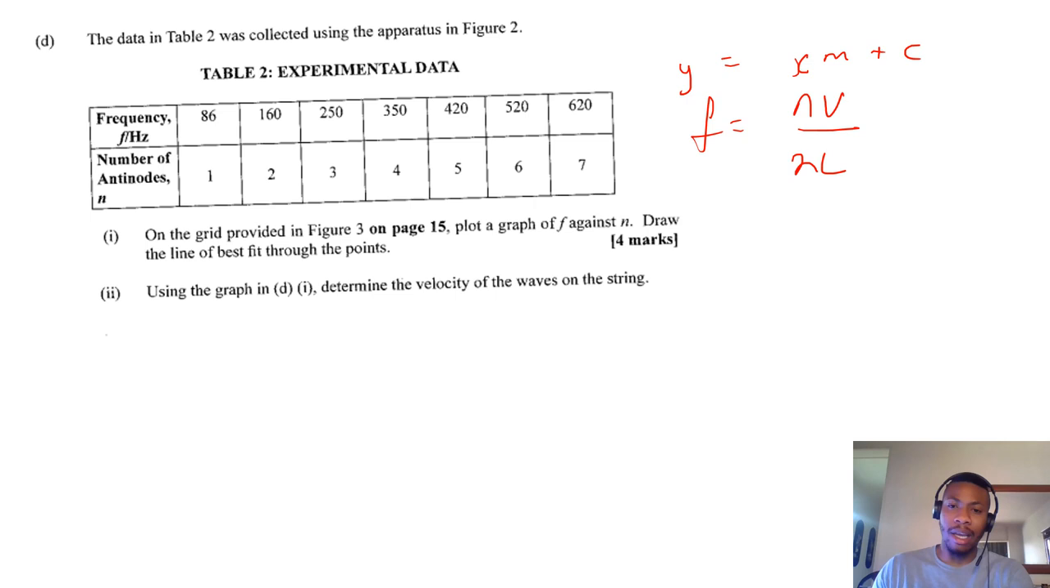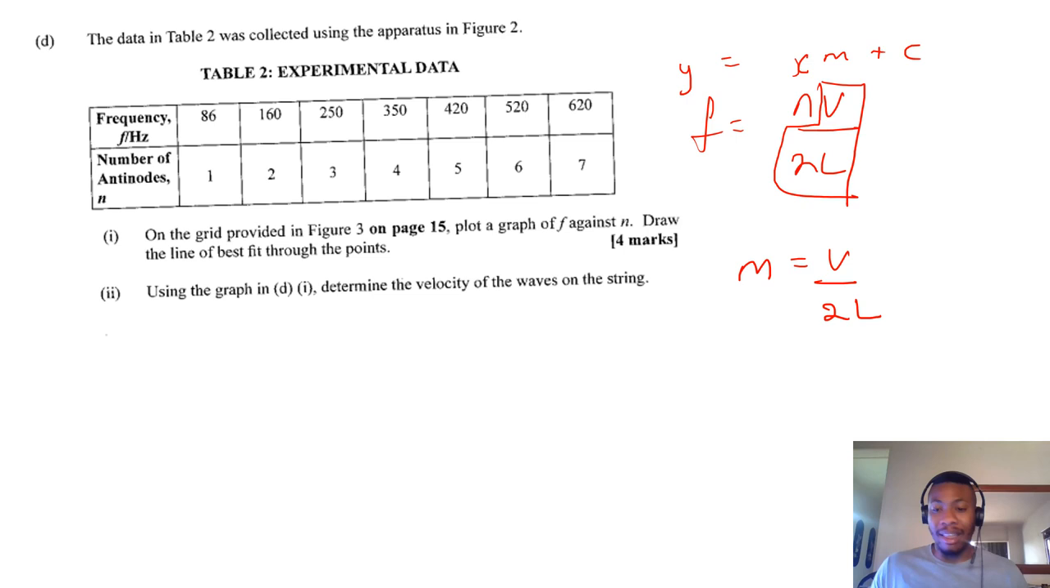What I want you to clearly see as well is that f is my y variable and n is my x variable. So whatever is left beside the x variable automatically equates to what my gradient value should be. So m is going to equal v over 2L. This is a popular thing in physics, where you have to compare these things. We're simply comparing them, based on the standard y equals mx plus c equation. So in this case, you would plot the graph and draw a line of best fit, which gives you 4 marks.